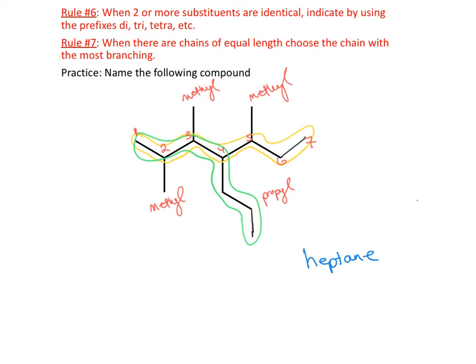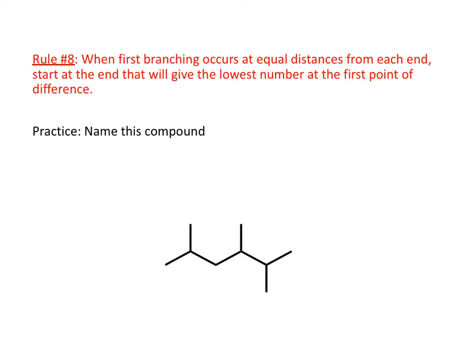And I have 3 methyl groups on carbons 2, 3, and 5. And they're going to alphabetically come before propyl. So this will be 2,3,5-trimethyl-4-propylheptane.